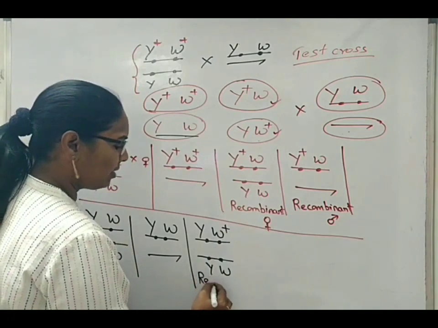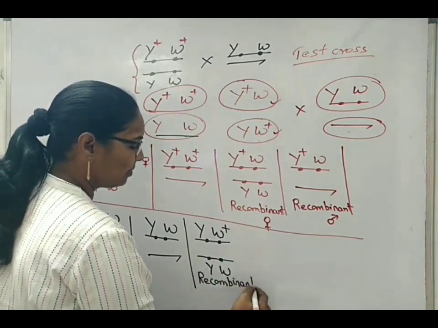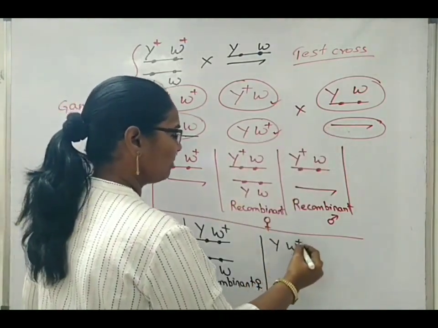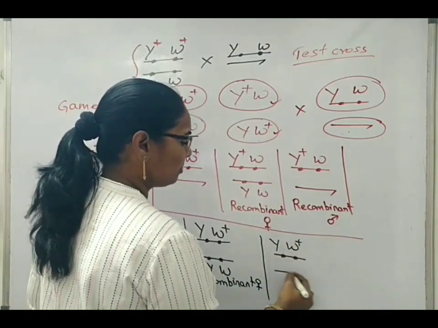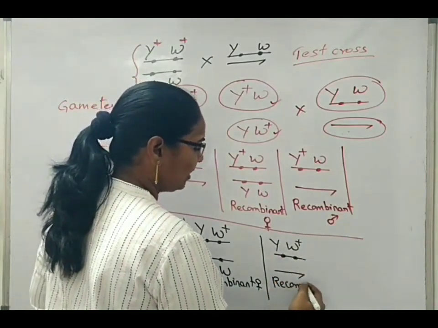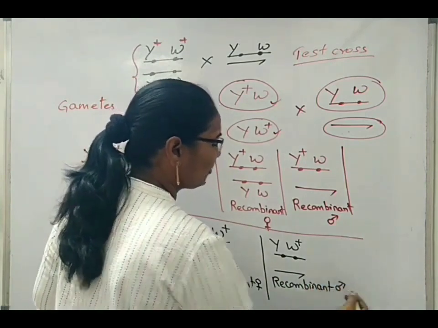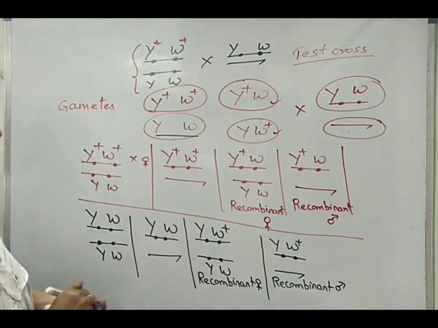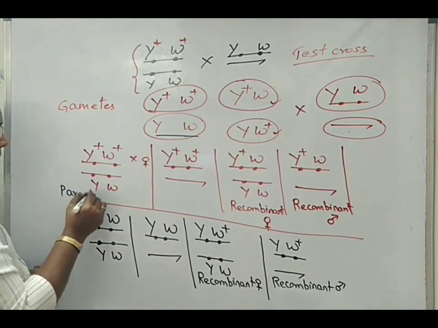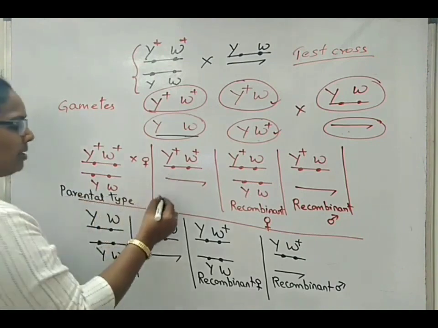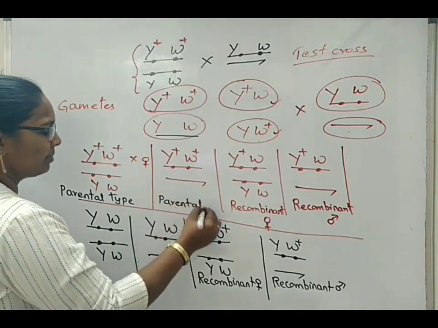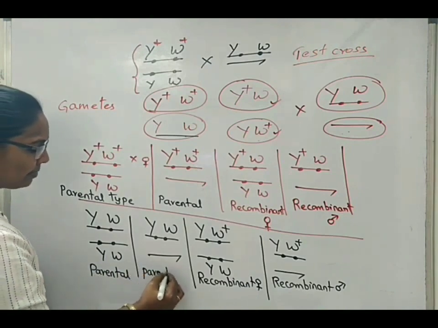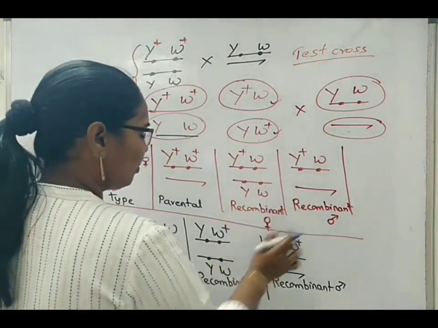Now this one we call a recombinant female. Again this is crossed with Y chromosome. We are getting again a recombinant male because of the existence of Y chromosome. Now I am writing here the terms: this is parental type. This is also parental type. This is also parental type. This is also parental type. And here 1, 2, 3, 4.